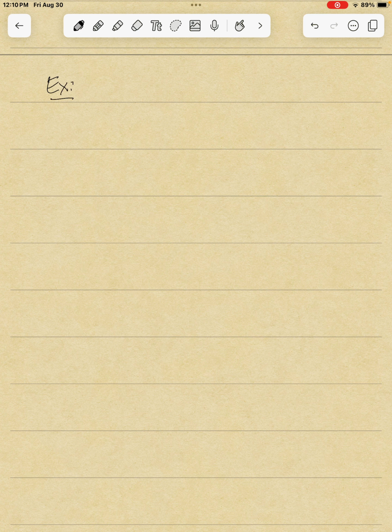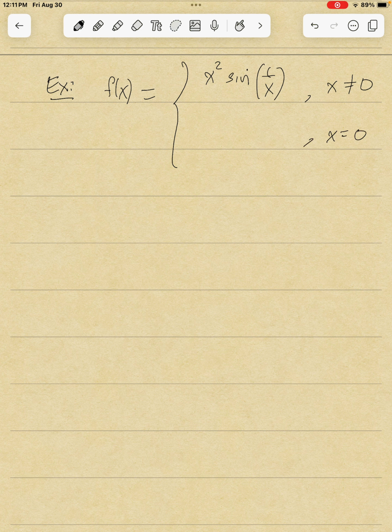So let's say I have this function f of x, which is defined to be x squared times sine of 1 over x, if x is non-zero. Now this function, x squared sine 1 over x, is obviously not defined at x equals 0 because I can't plug in 0 in the denominator here, right? So I will just define f of 0 to be 0. Okay, so let's take a look at what the graph of this function looks like.